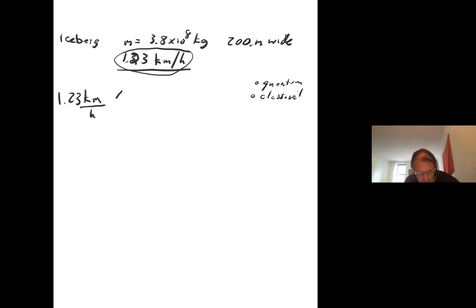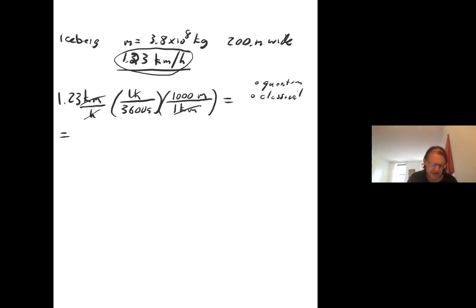So I'm going to say 1 hour is 3,600 seconds. That gets rid of the hours and puts it per second. But we still have kilometers. Kilo means 1,000, so I'm going to write 1,000 meters per 1 kilometer, and that'll get rid of the kilometer. I'm going through this quickly, but you can look that over and try it yourself.